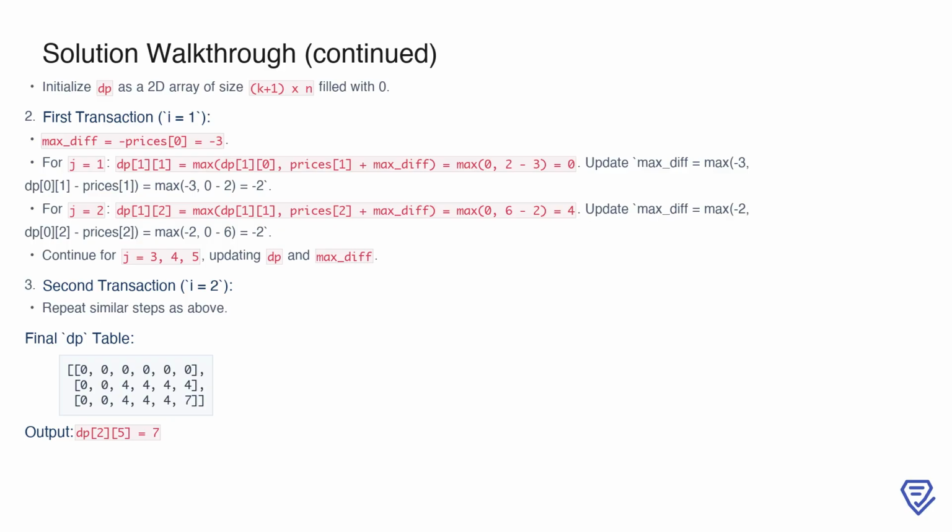For the second transaction, where i equals 2, we repeat similar steps, updating dp values row by row. The final dp table is 0, 0, 0, 0, 0, 0, 0, 0, 4, 4, 4, 4, 0, 0, 4, 4, 4, 7. The maximum profit with 2 transactions, which is stored in dp[2][5], is 7. This concludes the solution walkthrough for the problem.